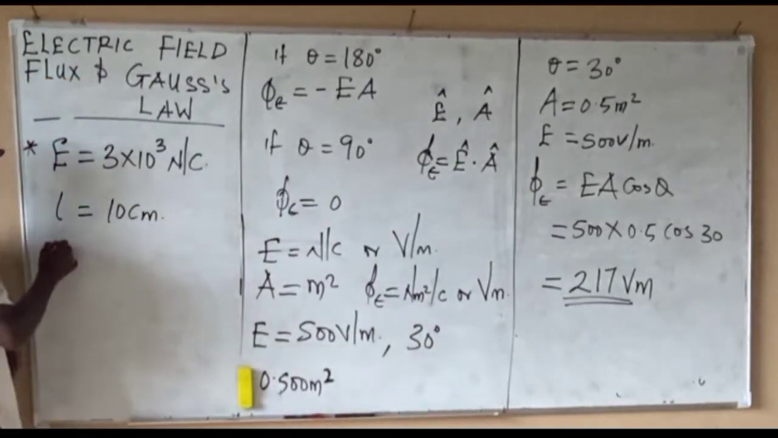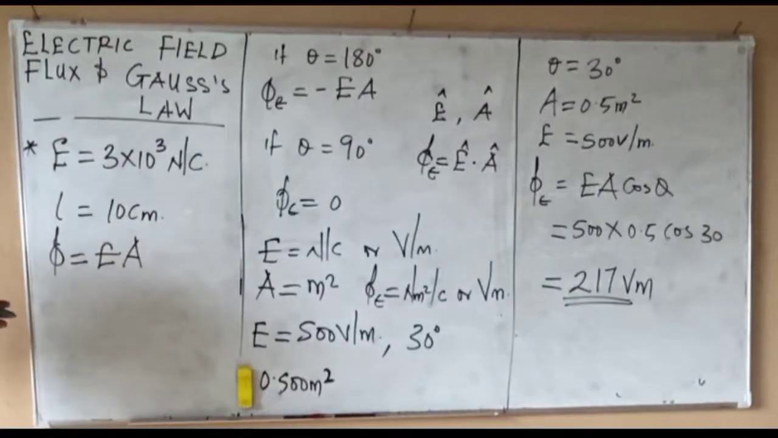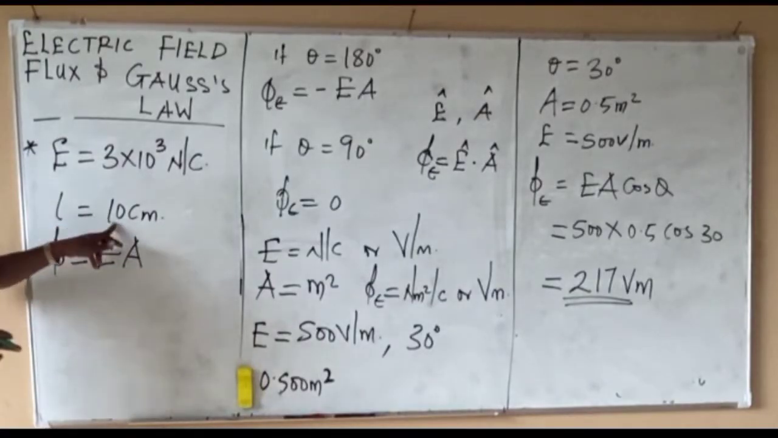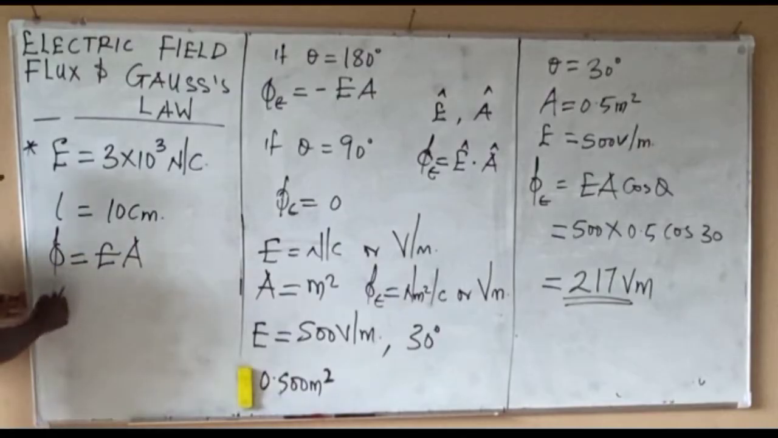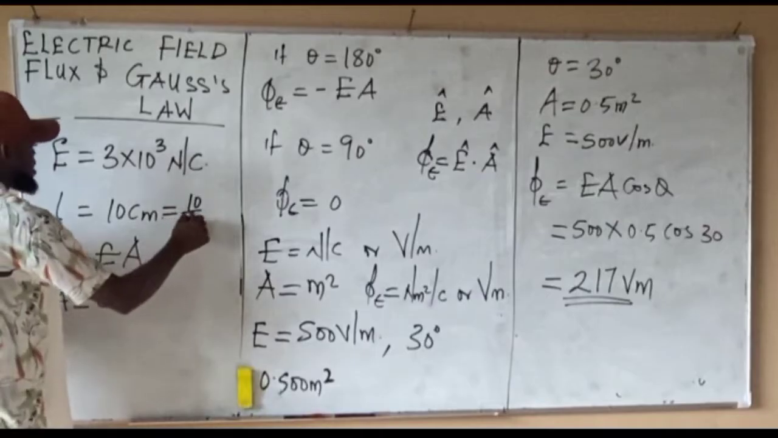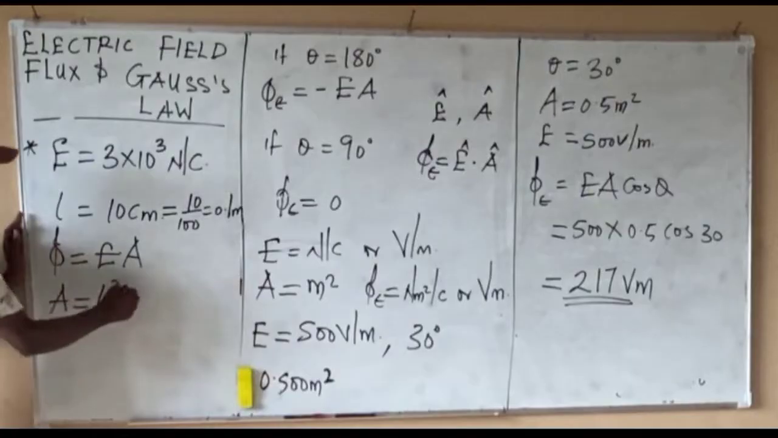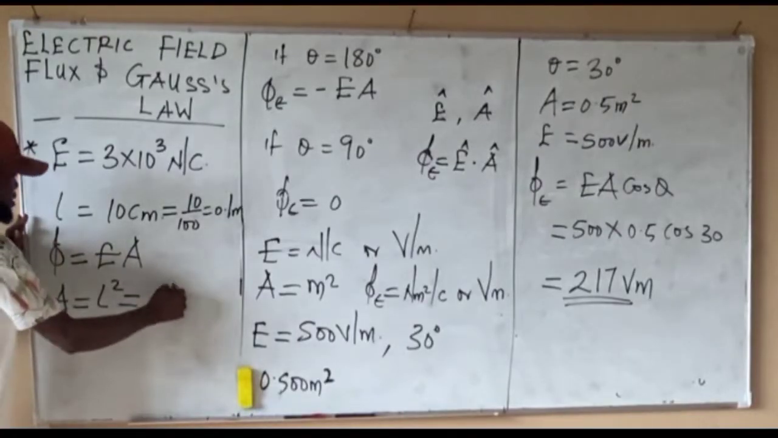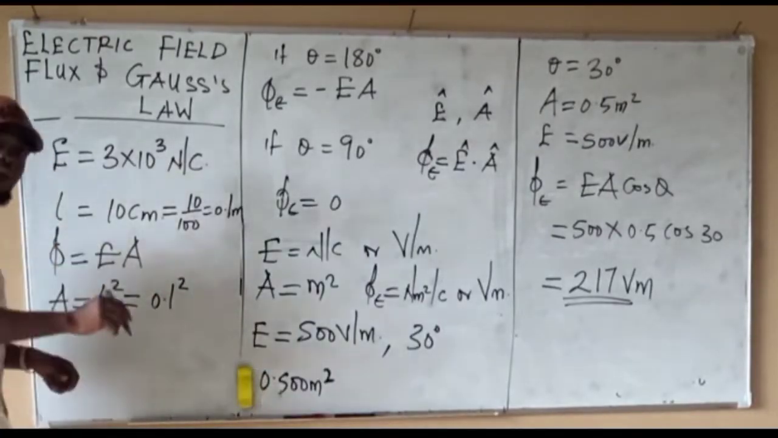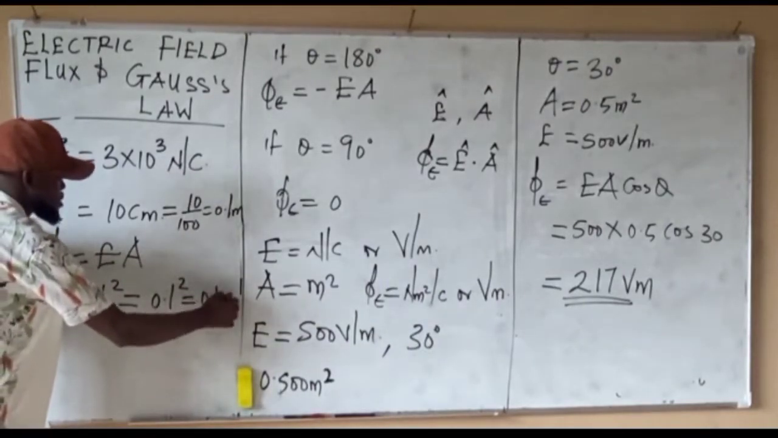And the flux automatically will be equal to E times A. But there's no area. The length of the square was given. Now, what is the area of a square? Area of a square is L squared, or L times L. So 10 over 100 is 0.1 meter. Then this is going to give us 0.1 squared, or 0.1 times 0.1.